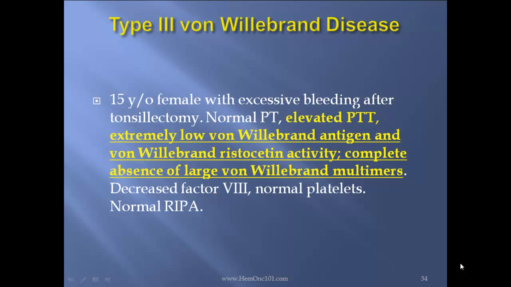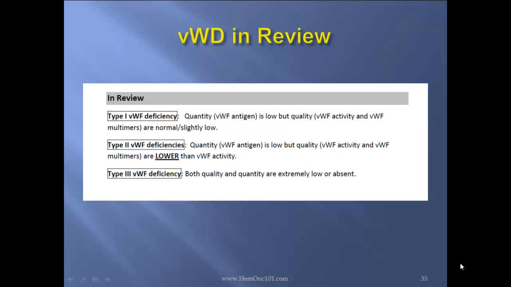Case report. 15-year-old female with excessive bleeding after tonsillectomy. Normal PT, elevated PTT, extremely low antigen, extremely low activity, and complete absence of multimers. That's type 3. So again, in review, type 1 deficiency, quantity is low, but quality is normal. And type 2, quantity is low, but the quality is even lower. And in type 3, both quality and quantity are very low.